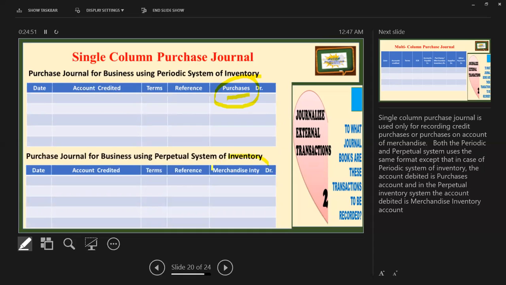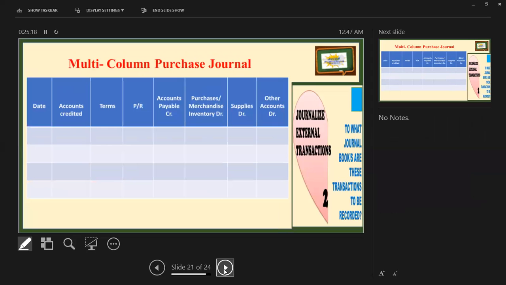In this one, this is for perpetual because it uses the account merchandise inventory. All the other details are similar except for this account because when we purchase using the periodic inventory system, we debit purchases, and when we use the perpetual system of inventory, we debit the inventory, merchandise inventory. So this is a multi-column purchase journal.